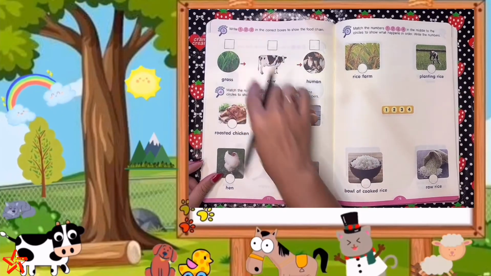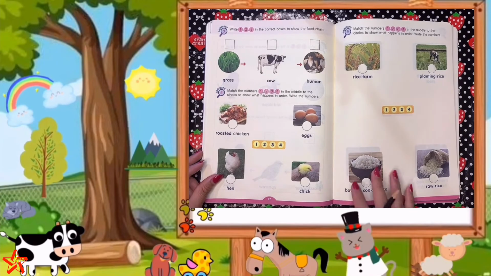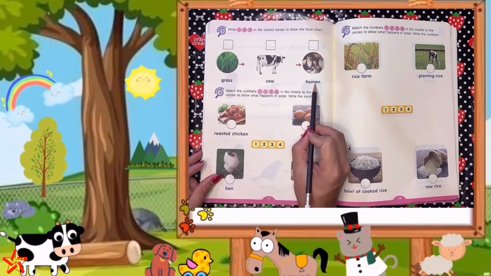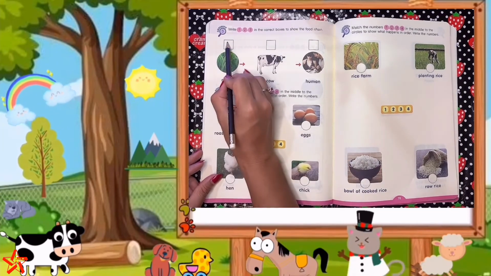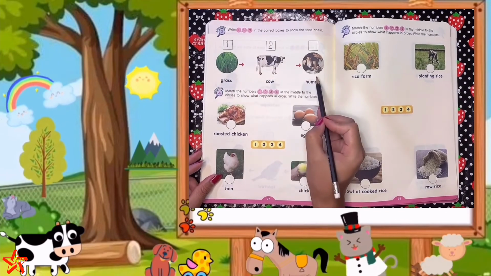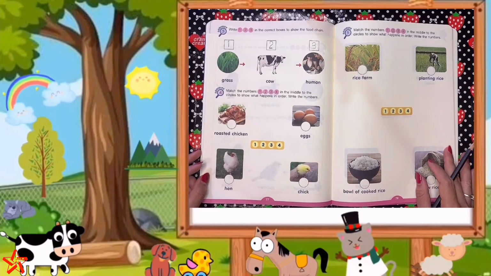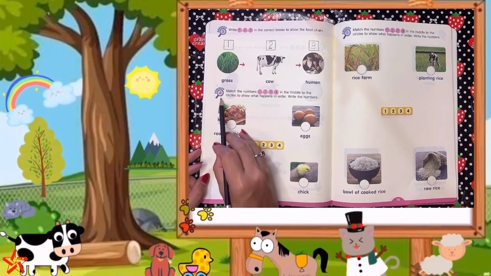Activity number 3. Write 1, 2, 3 in the correct boxes to show the food chain. Again, we have grass, cow, and human. Of course, number 1 is the grass, and the cow eats the grass, but the human being eats the cow. So that is number 3. Proceed to activity number 4.